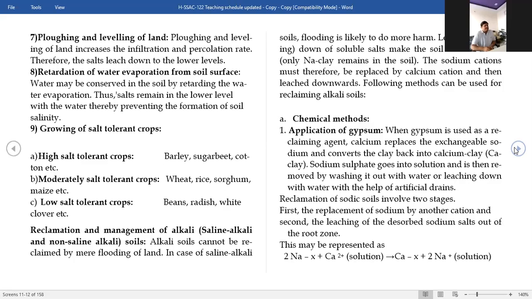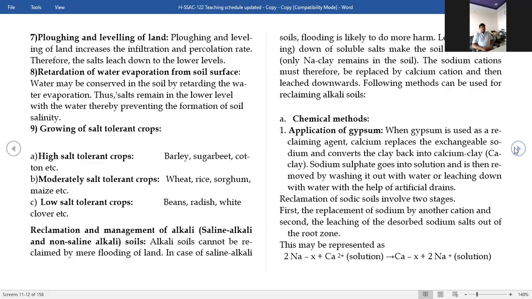Then the next topic: reclamation and management of alkali soil, or sodic soil. Alkali soil cannot be managed by simply mechanical methods or cultural methods. Some cultural methods are followed, but no mechanical method is used for reclamation or management of alkali soil. In this, we generally use chemical methods: application of gypsum, iron pyrite, sulfur, dolomite, phosphogypsum. Certain chemicals are used to reclaim or manage sodic soil.